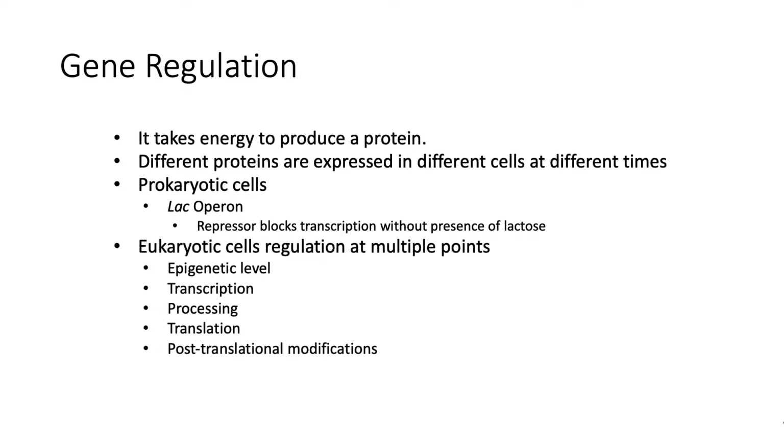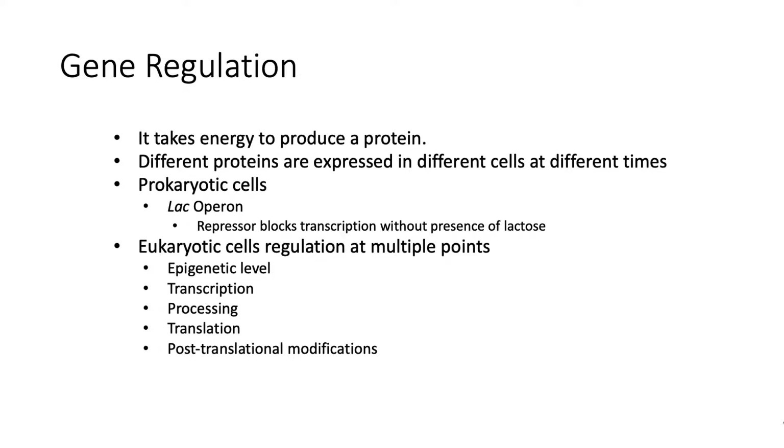So in prokaryotic cells, we're going to look at an example of something called the Lac Operon. An operon is when several different genes are all under the same control of the same promoter. We call that an operon. And we're going to look at how this Lac Operon works because it's a very good example of how to look at when something is turned on when it's needed and it's turned off when it's not. So we'll look at that in detail in just a second.